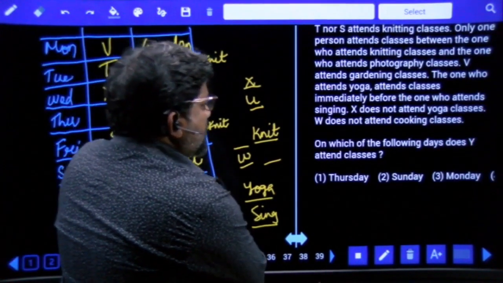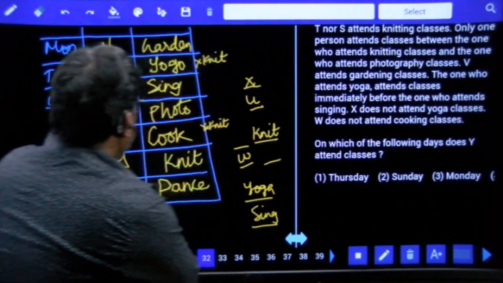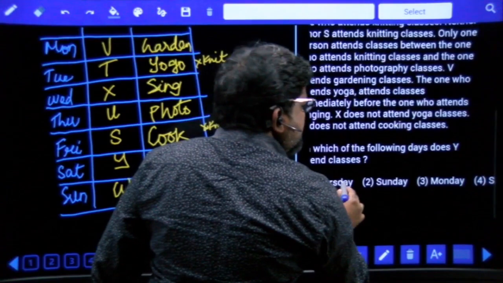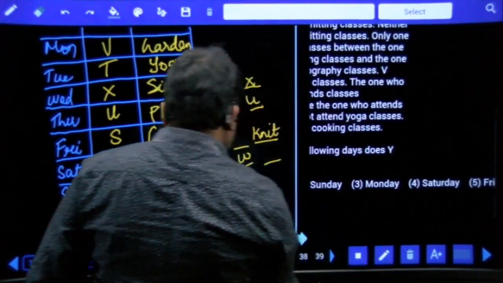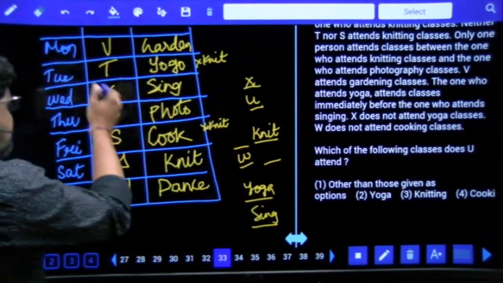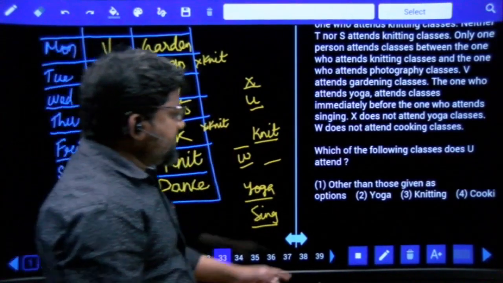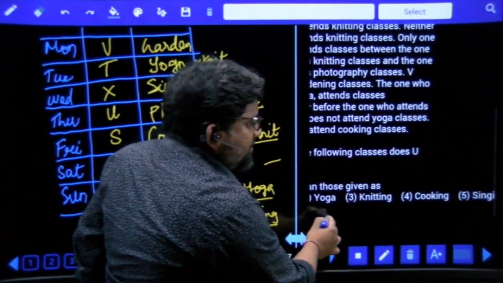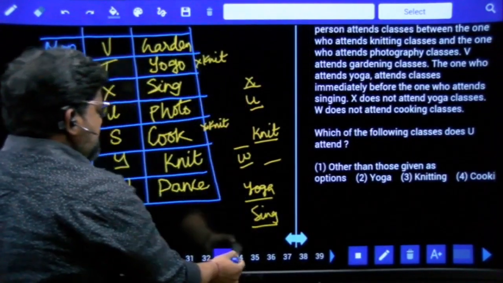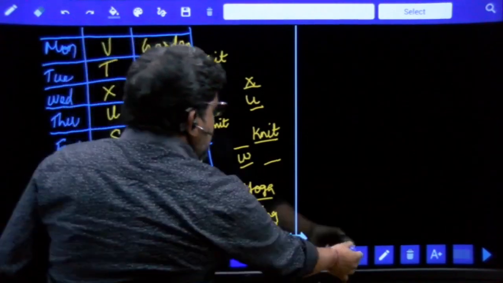32. On which of the following days does Y attend? Y is having on Saturday. Yes, Saturday is fourth option. 33. Which of the following classes does U attend? U is attending photography. You have photography here, yoga, knitting, cooking and singing. So first option, other than those given as the options, is my answer. First option.